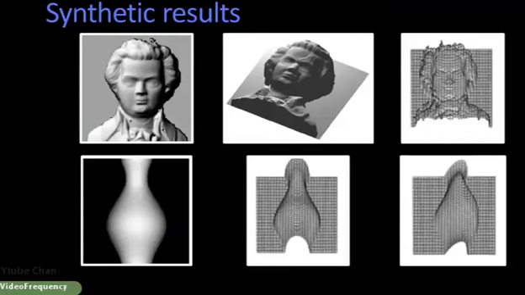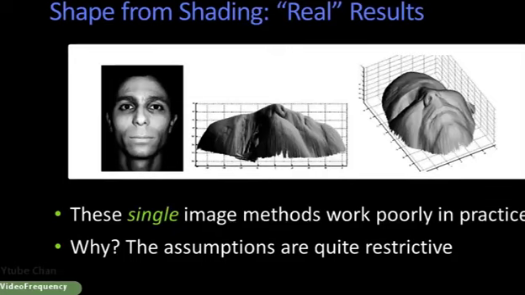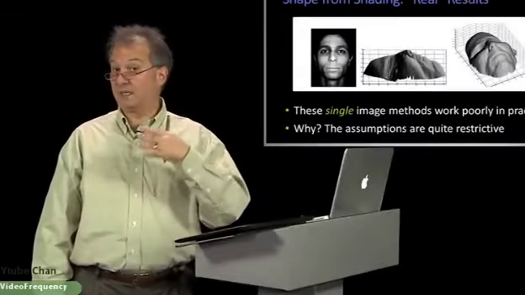If you look up shape from shading, you'll see a lot of pictures that look like this, and these are typically synthetic results. So given some depth map, you can make some sort of a shaded image, and then you can show that you can recover the shape that's really there. Unfortunately, one of the reasons they show synthetic results so much is that the results on real images are somewhat, shall we say, less than wonderful.